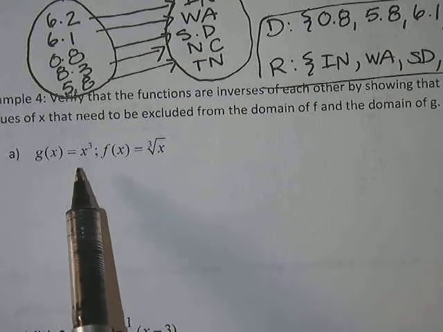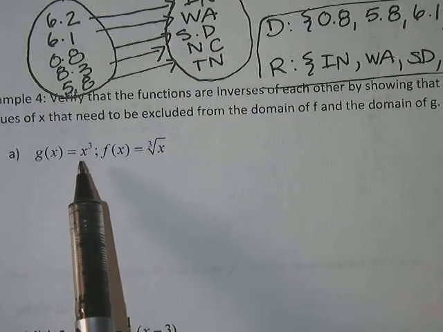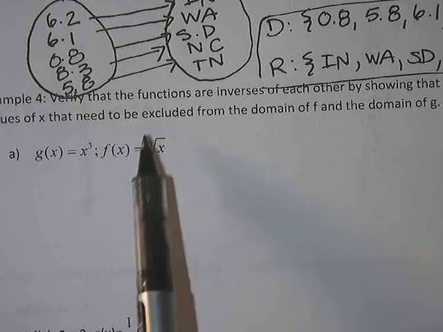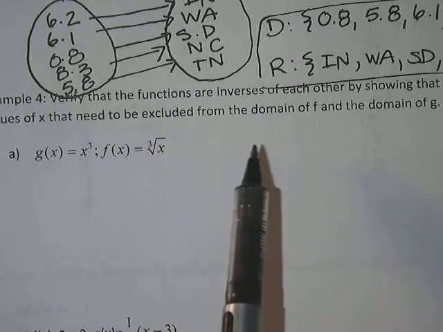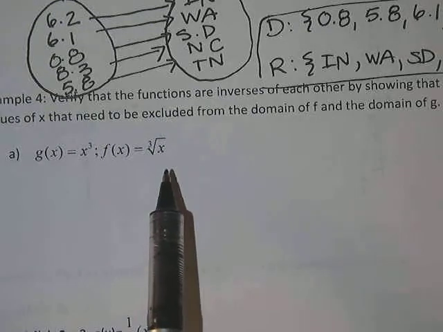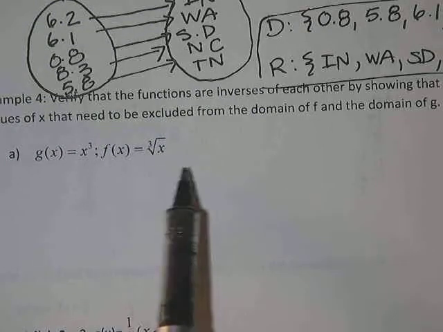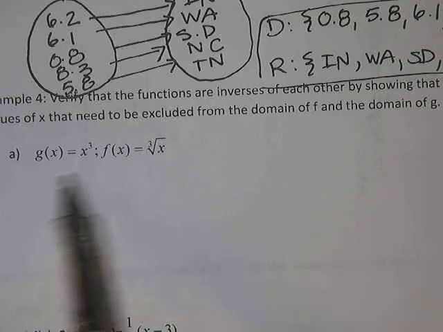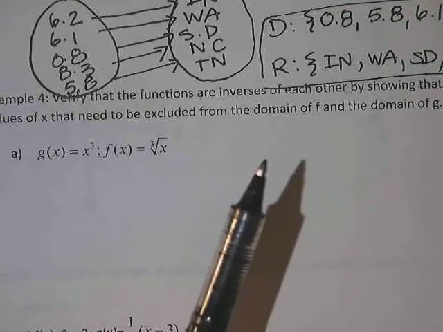So g of x equals x to the third. Okay, this is a function that looks like a lazy s. f of x equals third root of x. So this is a sideways lazy s. So right now, we don't have to exclude anything from these two functions because they're both one-to-one.